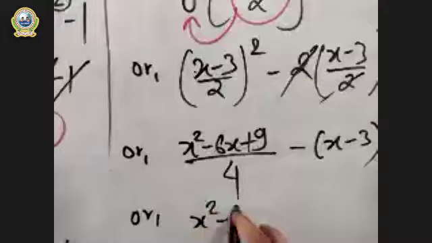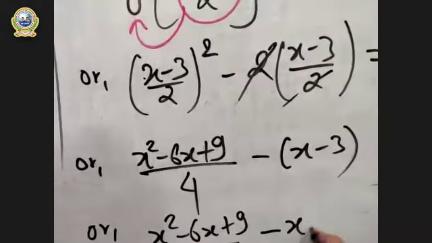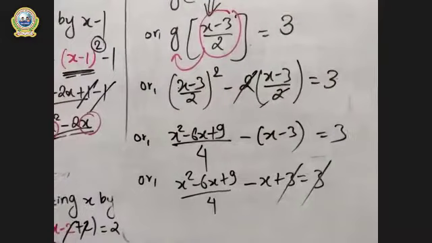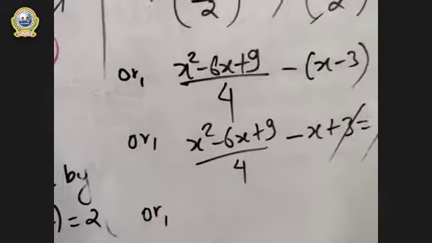Is this clear? So now it will be x square minus 6x plus 9 by 4. Open the bracket, minus x plus 3 is equal to 3. These two can be cancelled, right? Don't forget to open the bracket by minus sign. If not, then your all effort will go in vain. Okay. Now take the LCM.